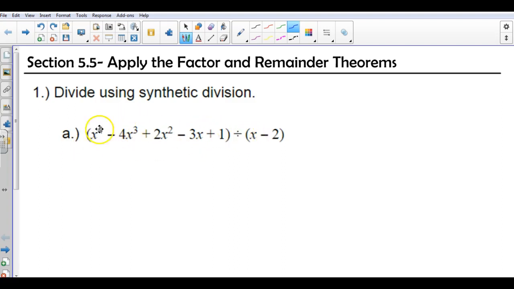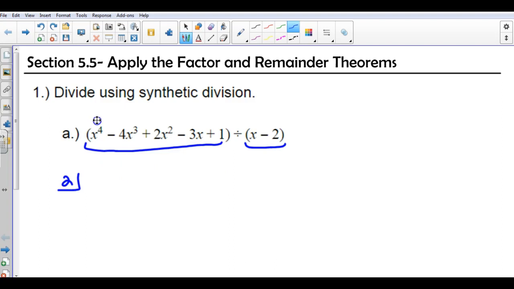So what we're going to do first is say that we're taking this entire polynomial divided by this little guy. So the first thing that we do is we take the opposite of this. So instead of the -2, I'm going to put a little +2 here and put a little box around it. And then I'm going to take the coefficients for each one of these variables and just line them up here.